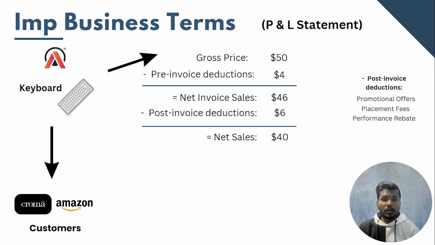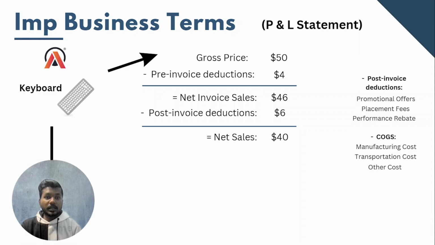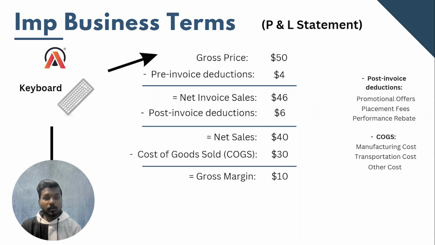Now comes the cost part. Here, there is product manufacturing cost, transportation, and other costs spent by the company to build and supply the product. This is known as COGS, also known as cost of goods sold. Since it holds big, let's say it is $30. So overall, AtliQ is making a gross profit of $10 on this keyboard.